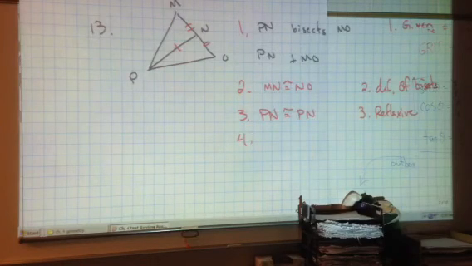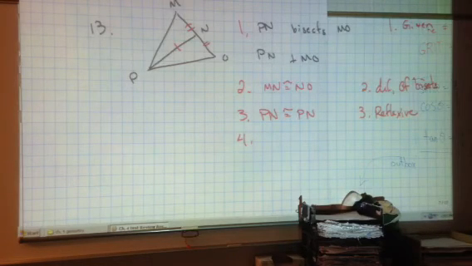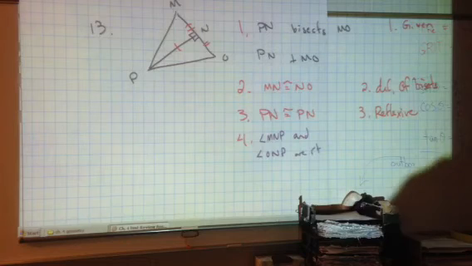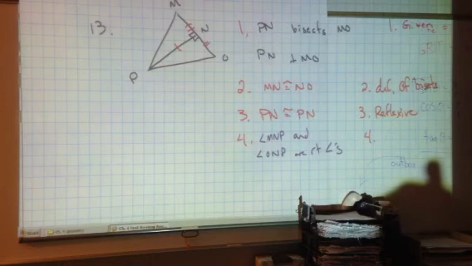Alright, now let's list off, oh, PN is perpendicular to MO. Got that. Now what does that mean? Well, it means these are right angles. So I know angle MNP and angle ONP are right angles. Which is where this gets to be a little bit of a tricky proof, to be honest. This is going to be the definition of perpendicular.